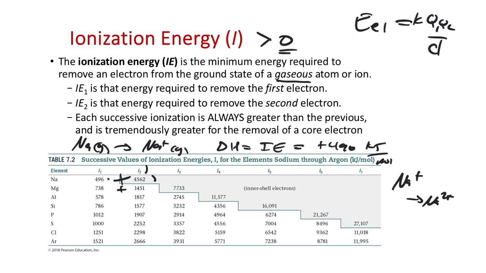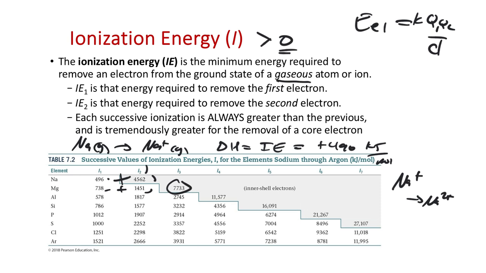So for magnesium, if we want to remove 2 electrons, we've got to take 738 kJ for the first electron to be removed, 1451 kJ for the second. So it takes about 2,000 kJ per mole of magnesium to go from magnesium to magnesium 2 plus. If we want to go to magnesium 3 plus for some reason, it takes a tremendous increase in energy. So the successive ionization energy is always greater than the previous, but once we remove a core electron, it's a big jump in energy compared to what the previous electron took. So in other words, we're not removing core electrons in any kind of stable manner.